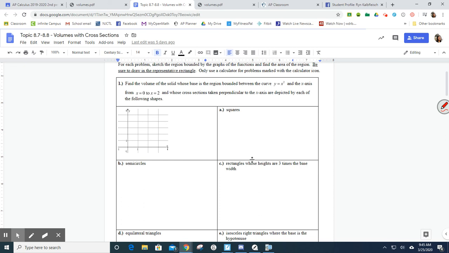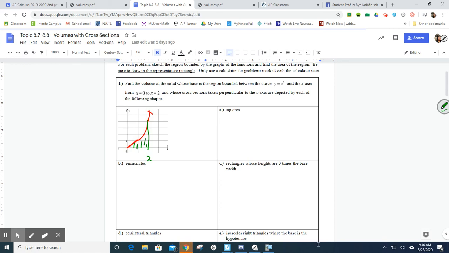Okay, so we want to find the volume of a solid. So if I'm looking right here, we basically have that and over 2, 1, 2. So it should be more like that. Okay, so we have that, and we want to find the volume of a solid whose base is in the region bounded by the parabola and the x-axis from 0 to 2. So if we stop it at 2, we're looking at this area in here.